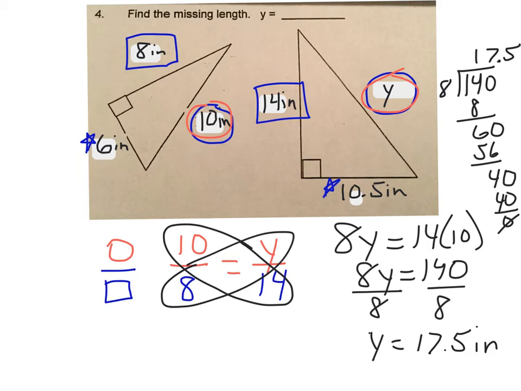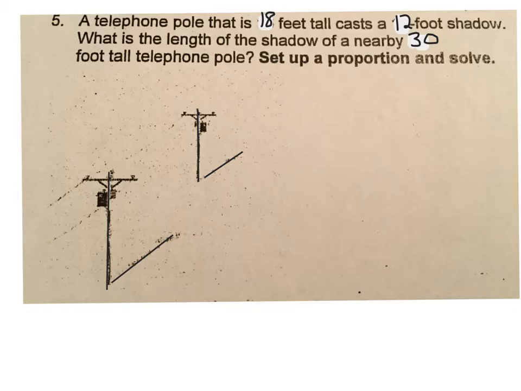So it is reasonable. All right, I got 2 poles with 2 shadows. And obviously they're not going to be rotated, so it's perfect. The only problem is it's not labeling it. So let's read the problem and see what it's asking for. Okay, one of them is 18 foot tall and casts a shadow of 12.